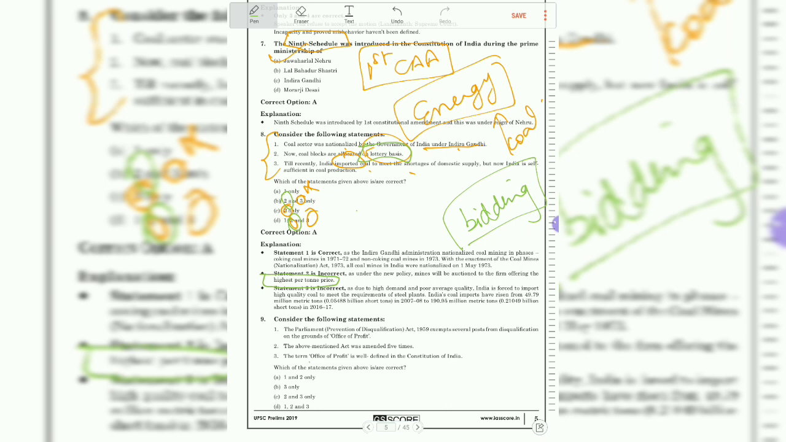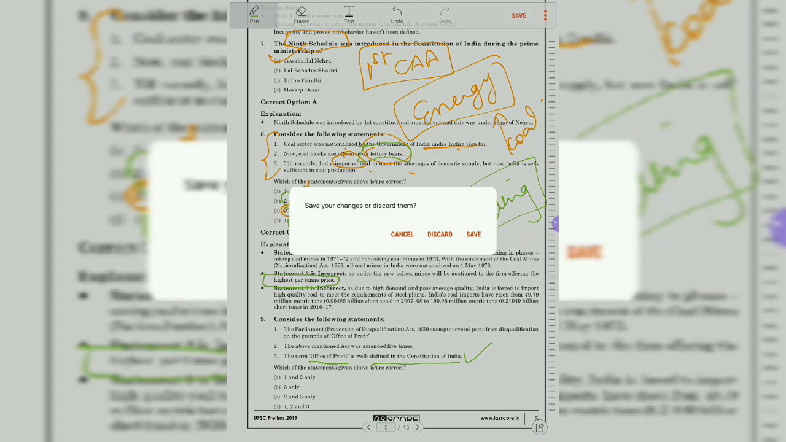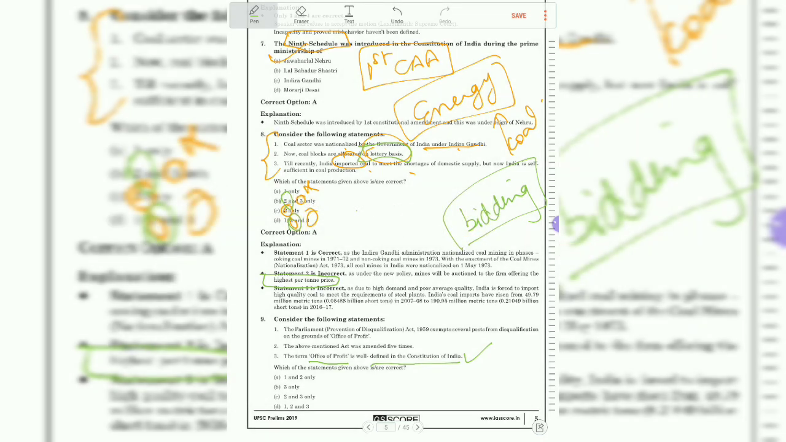This is again polity: office of profit is not defined. It's again a very famous question, so easily you will eliminate these three. It's like a less than 5-second question. If you read all of these, you'll waste time, but you have seen the office of profit statement and are very sure, so just read the third statement and you easily eliminate these things.